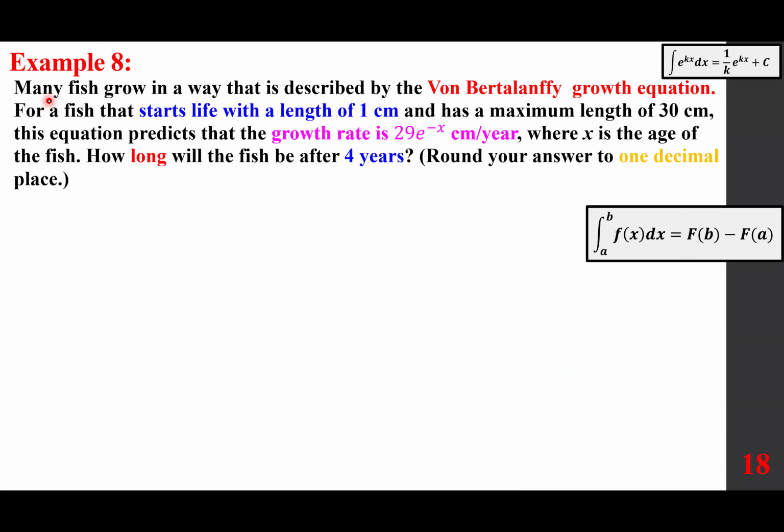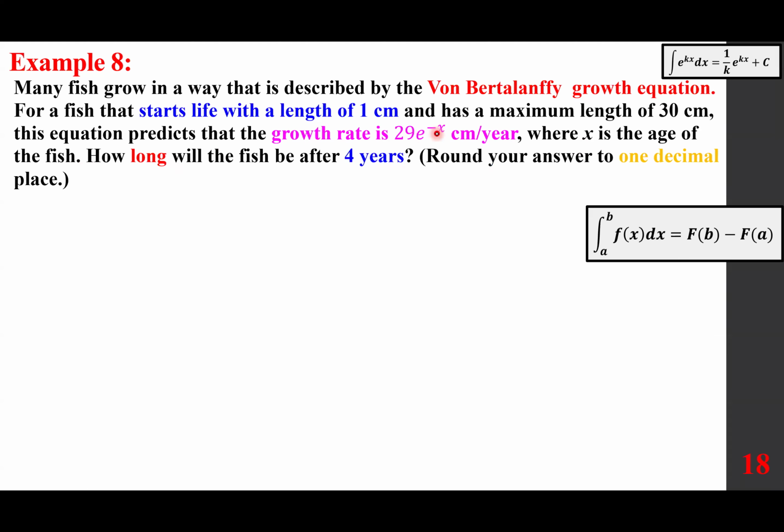Many fish grow in a way that is described by the von Bertalanffy growth equation. For a fish that starts life with a length of 1 centimeter and has a maximum length of 30 centimeters, this equation predicts that the growth rate is 29 e to the power minus x centimeters per year, where x is the age of the fish. How long will the fish be after 4 years? Rounded to 1 decimal.